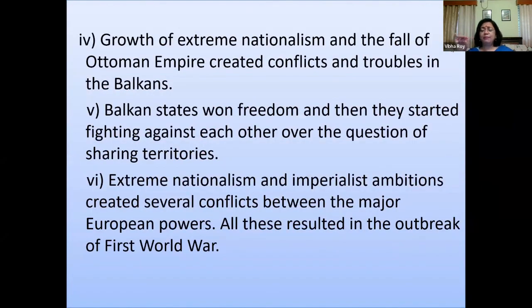Then the growth of extreme nationalism and the fall of the Ottoman Empire created conflicts and troubles in the Balkans. So in this, we will be studying about the Balkans, and we will also understand what happened in the First World War. Balkan states won freedom, and then they started fighting against each other over the question of sharing of territories. Extreme nationalism and imperialistic ambitions created several conflicts between the major European powers. All these resulted in the outbreak of the First World War.